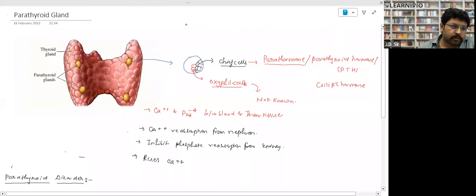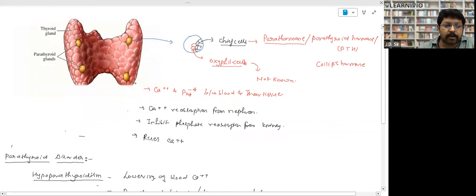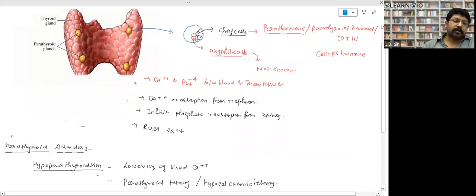Now come to the parathyroid. Parathyroid glands are found in this. The red color gland is the thyroid gland, and these yellow color spots are the parathyroid glands. Actually, parathyroid glands are found at the back side of the thyroid gland. Right. Now try to understand.